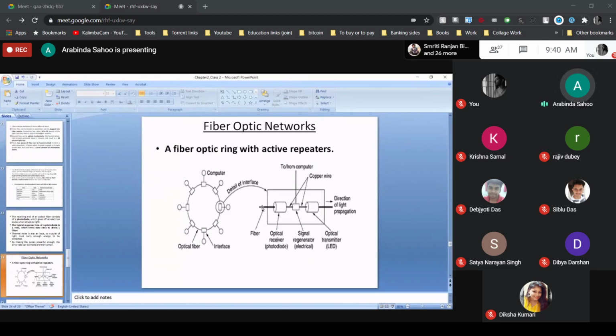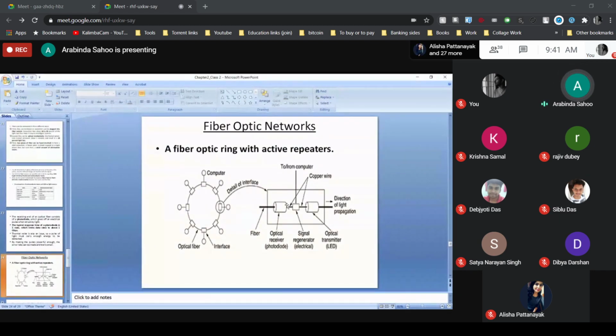The second diagram represents the detail about your interface. You can check the second diagram, the detail of interface.